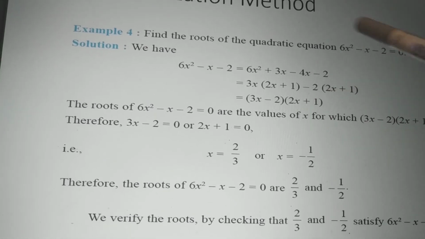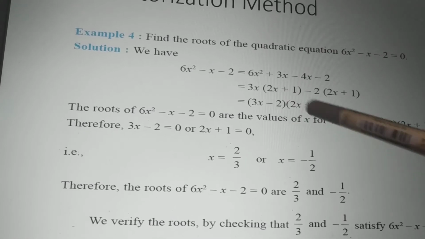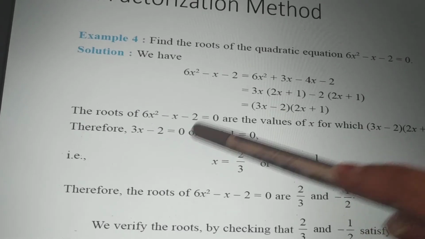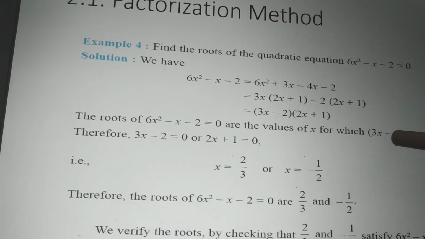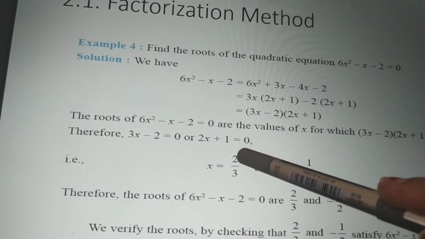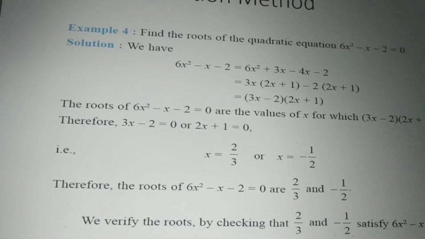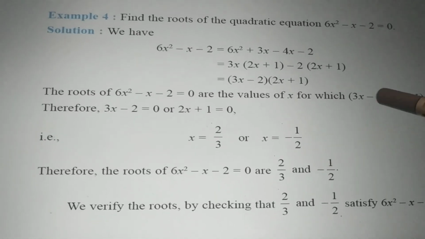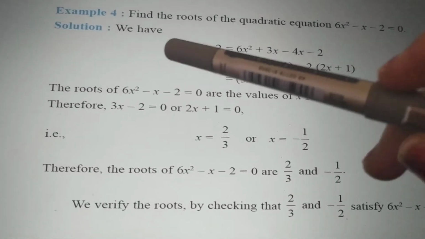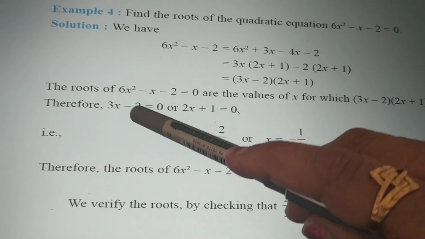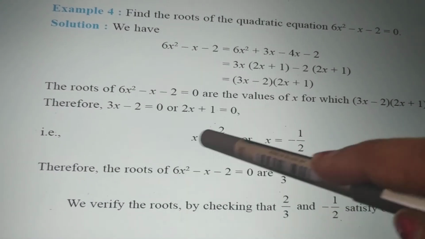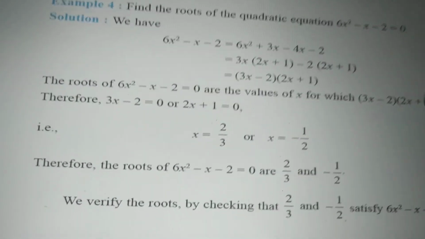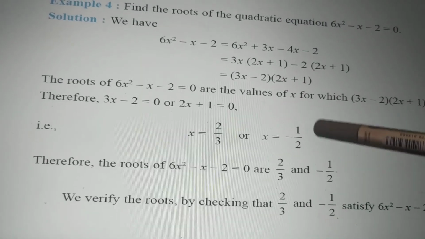We need to find the solution, so we put each factor separately equal to 0. Because the product is 0, one of them must be 0. Whenever we multiply two numbers and the answer is 0, one of them must be 0. So 3x minus 2 equals 0. Transferring 2, 3x equals 2. 3 is multiplying, so it divides: x equals 2 by 3. Similarly, x equals minus 1 upon 2.